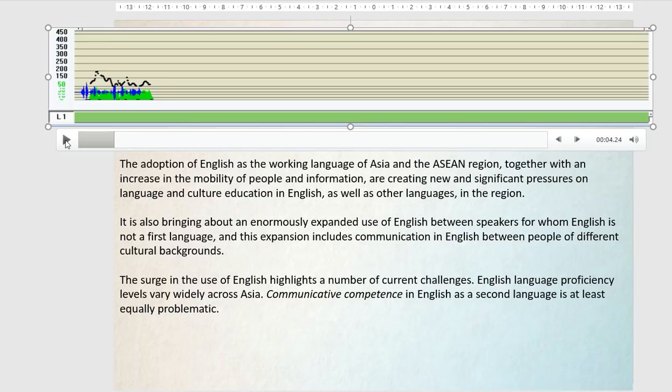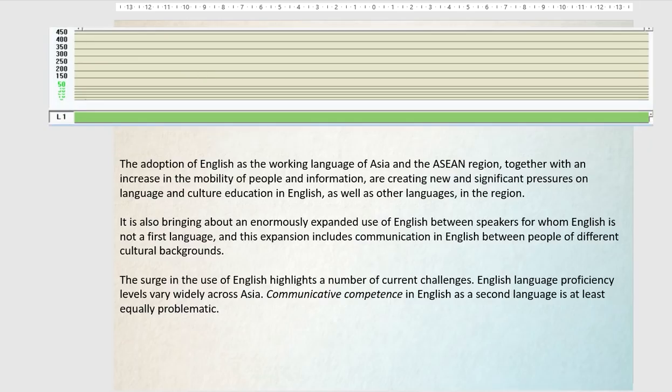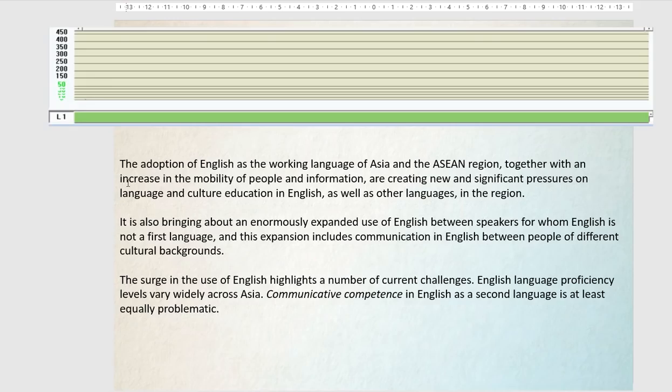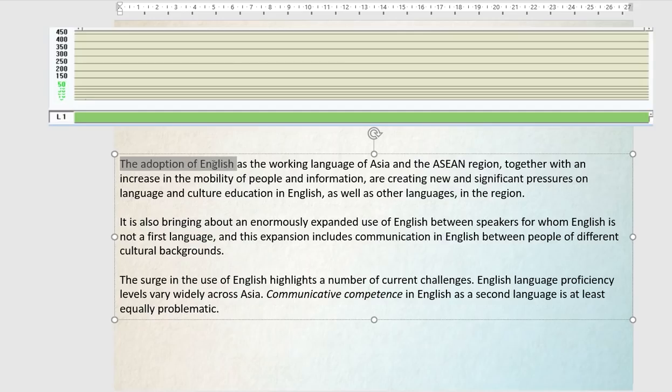Let's have a look further. And the ASEAN region. Oh my goodness. In fact, and the ASEAN region is also not as much stress as the adoption of English. So in relation to what we had in our little painting here, it looks like the adoption of English is this focal point, this peak shift, this focus. This is the most important thing, the first thing a person sees when they look at this photo, right? So in English, when we write, we learn that the first word in the sentence is the most important word. It's like that picture here, right?